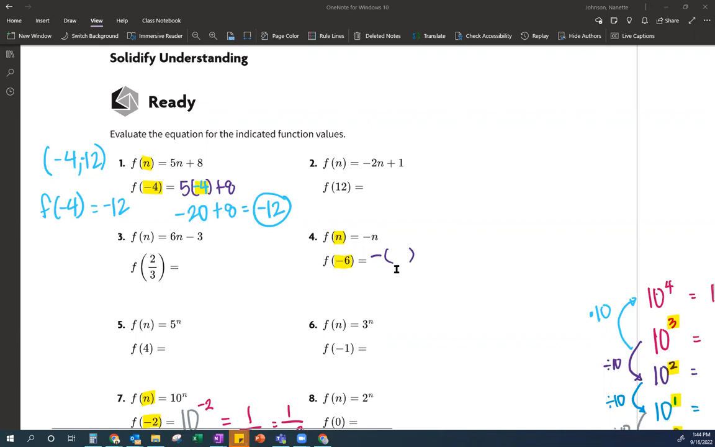Very, very good. Miss Johnson, how did you know to put -6? Well, that's what they said right here. So this is me in my brain. Whenever I draw this little bubble, this is how I think about something. This is what I am saying in my head.